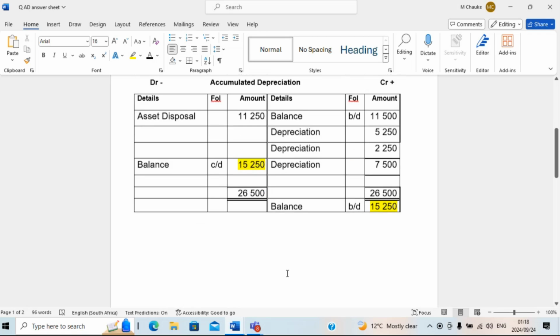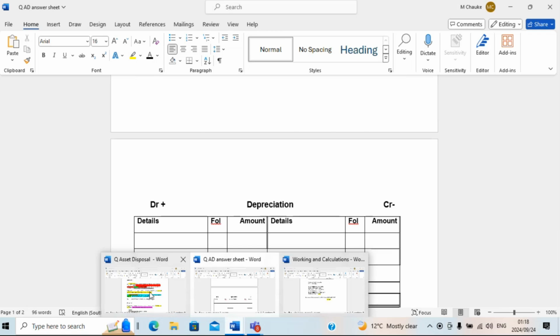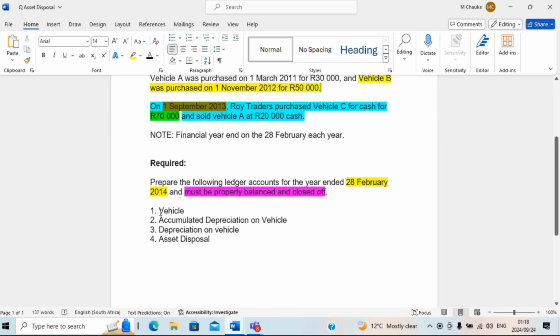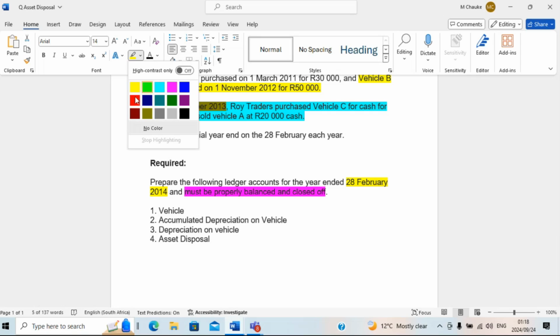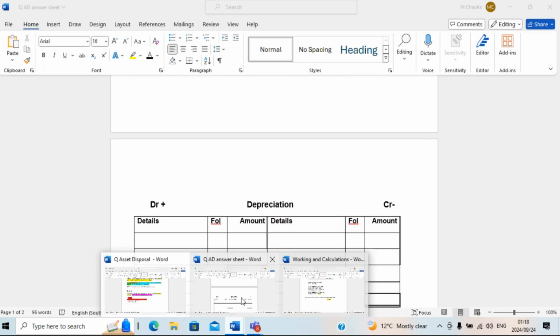We also have to go and prepare the depreciation account according to the required part of the question. We are done with these two, and we are left with the depreciation account and the asset disposal account. Let's go and prepare the depreciation account on vehicle. So let's go to our answer sheet.